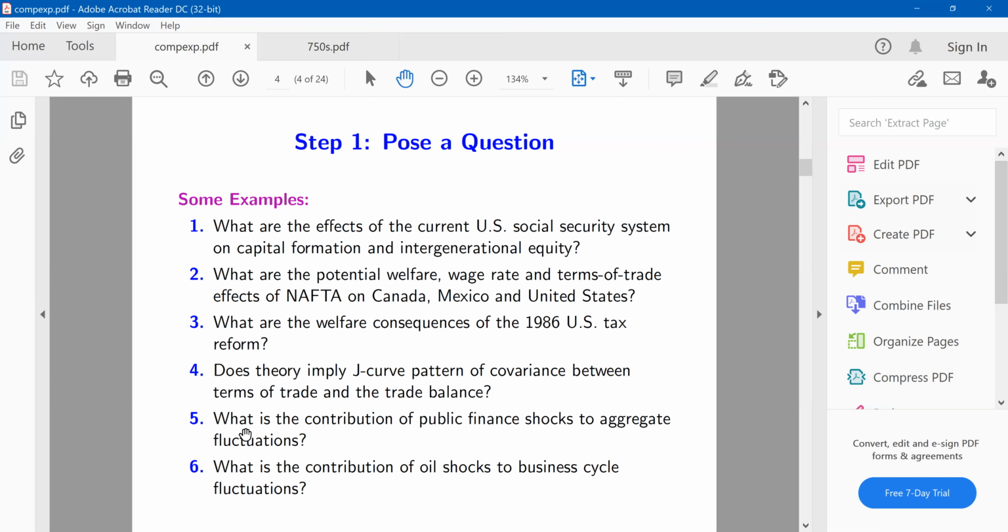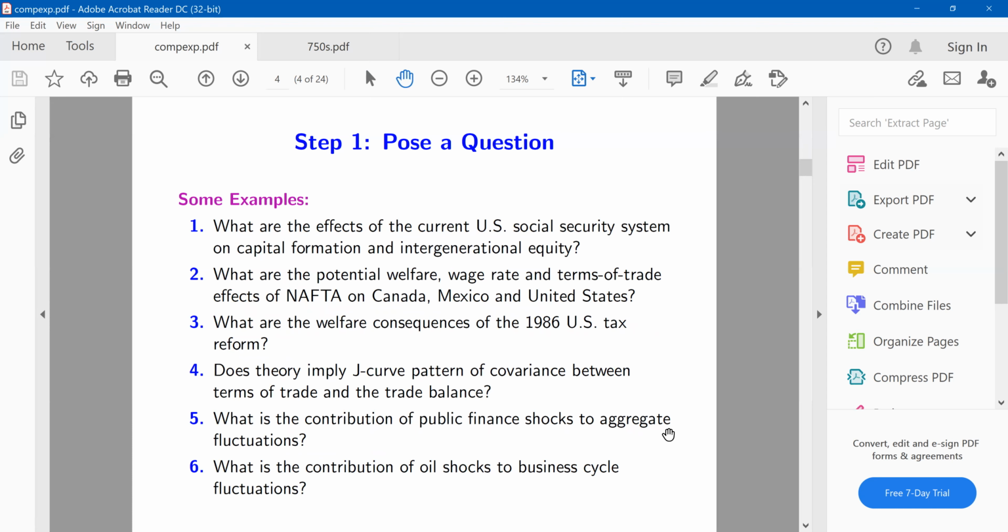What is question 5? What is the contribution of public finance shocks to aggregate fluctuations? So that could be also very interesting, right? Because in the economy, we observe some fluctuation in, let's say, output, right? So then we want to understand what is the role of certain types of shocks on this, right? So one type of shock is real shocks, and other types of shocks are monetary shocks.